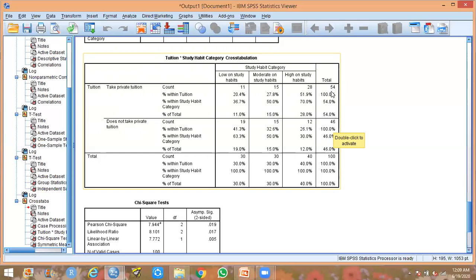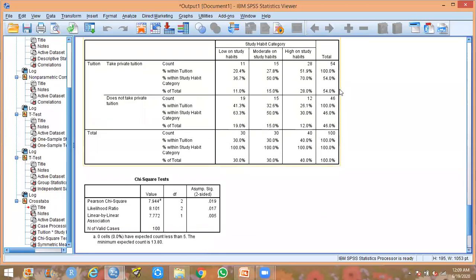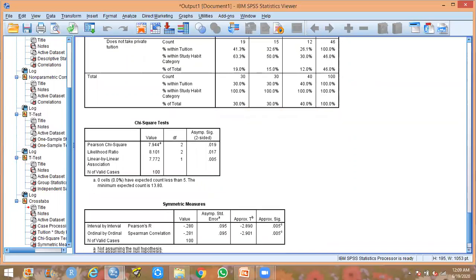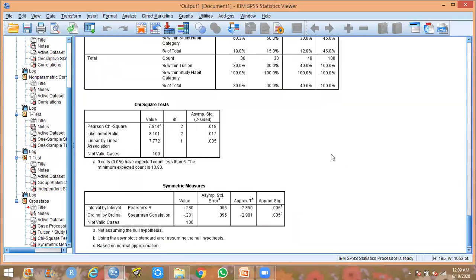Fine, yeah. In this way, is there any significant impact of taking private tuition in improving the study habit? By frequencies and percentages, of course, there is some impact of private tuition on study habit category. Whether you have a significant relationship between them or not, just come and check. You can see the chi-square test statistic value is 7.94.